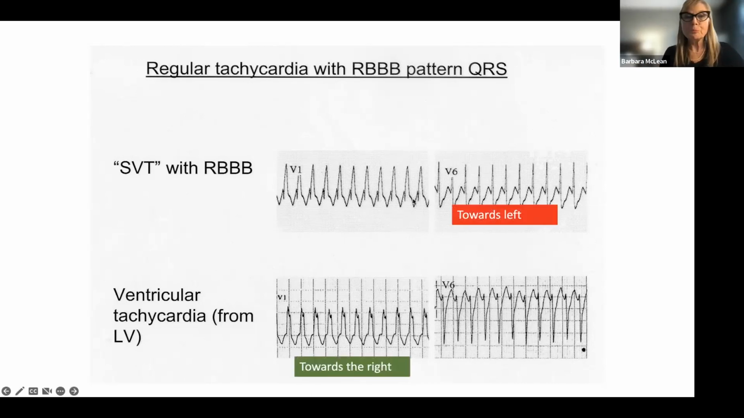So up here, you can see current goes towards the left and towards the right. So it goes towards the right, goes towards the left, but at the termination of that left-sided lead, it goes back to the right. Here, current goes to the right and away from the left. That almost always indicates that it's ventricular tachycardia.